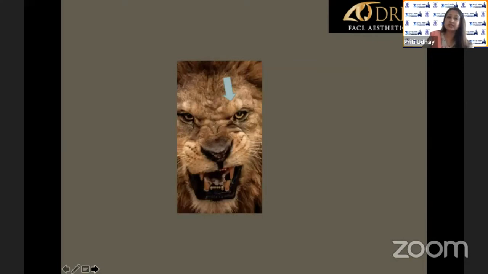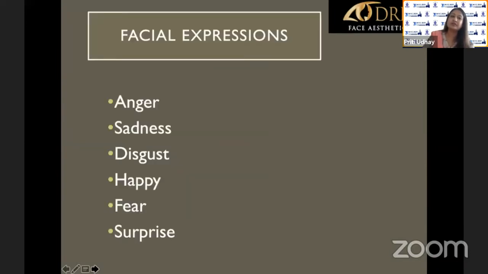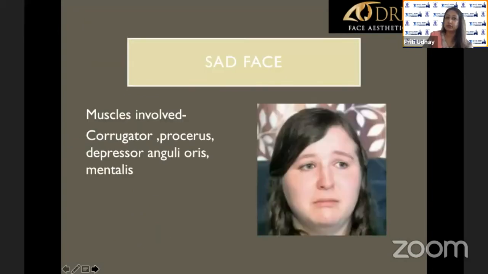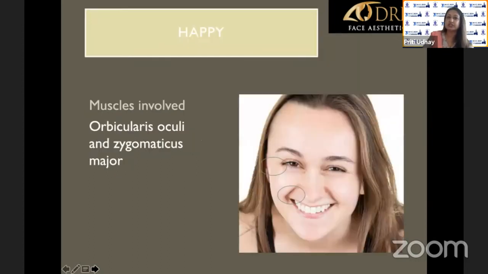Now, looking at this lion's face, you know he is angry because you can see the thick corrugator muscle here. And therefore, these muscles give you the facial expression and the emotional attributes to the face. That is what you need to assess in your pre-procedure assessment. Like this face is looking sad because the corrugator supercilii is acting, the depressor anguli oris is pulling the angle of the mouth down, and the mentalis is pulling the chin up. Whereas this face is happy because the angle of the mouth is up because of the zygomaticus major, and the orbicularis and the zygomatic are pulling the cheek up and narrowing the eye.